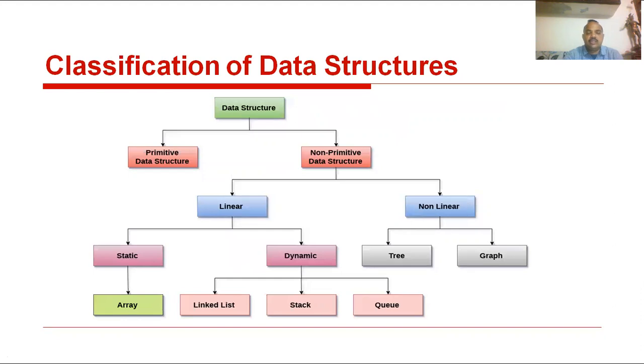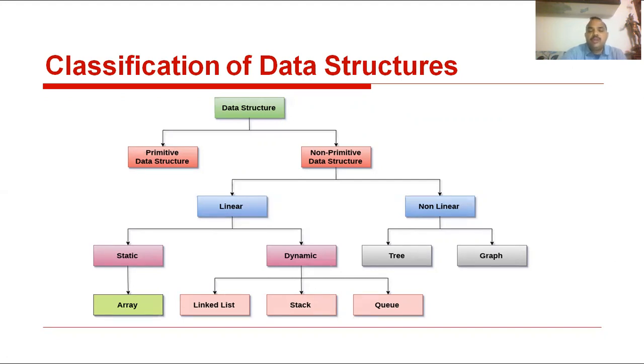Data structures can mainly be categorized into two types. The first one is the primitive data structure and the second one is the non-primitive data structure. We know what the primitive data structures are: integer, character, float, double. We already learned these in the C programming language. Then what are the non-primitive data structures? Linear data structures and non-linear data structures come under non-primitive data structures.